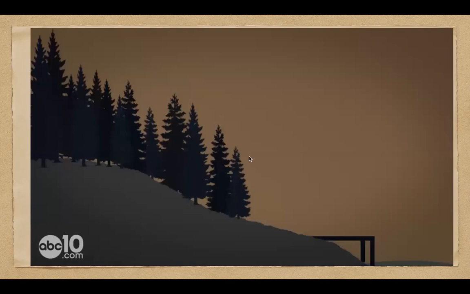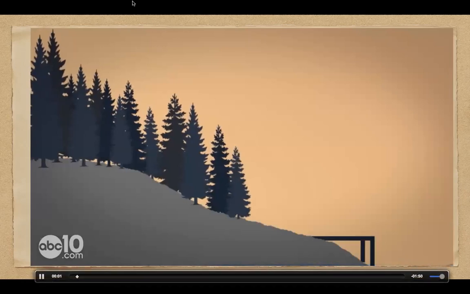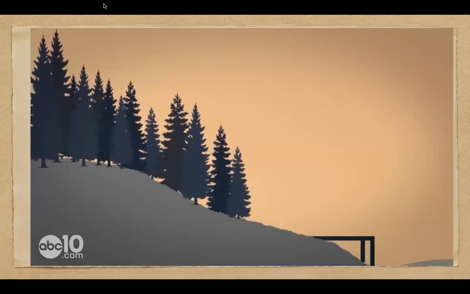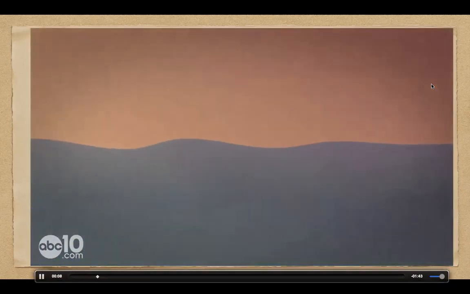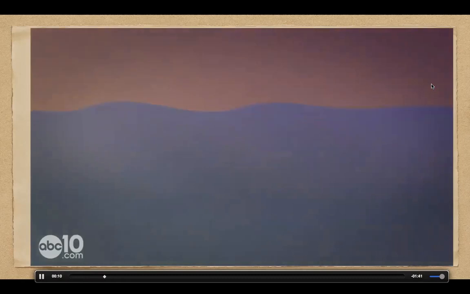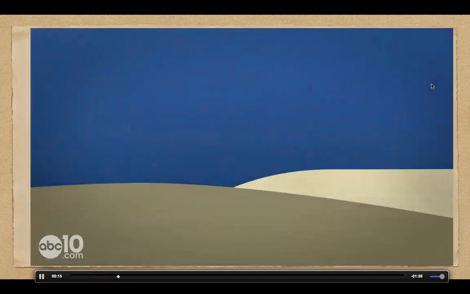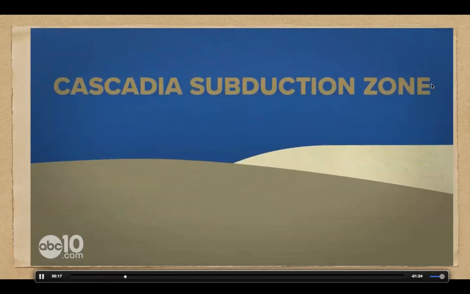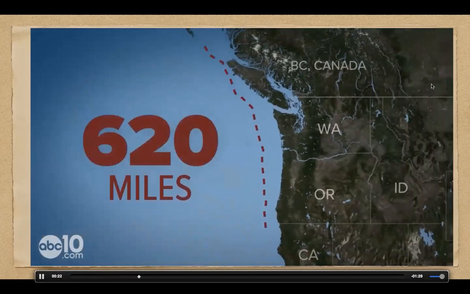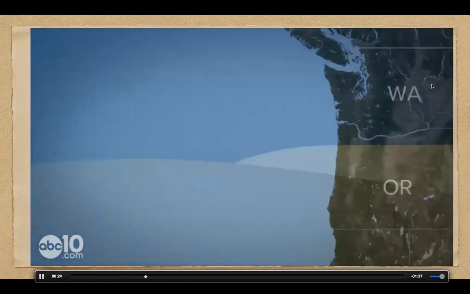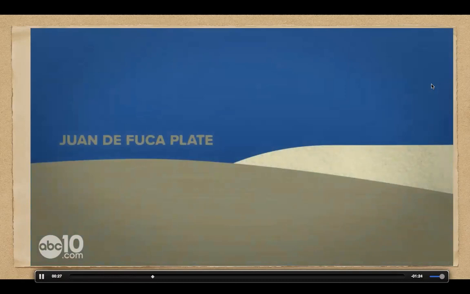So here's an example of a subduction quake near our state. The Pacific Northwest is known for its towering trees, beautiful landscapes, and breathtaking coast. But it's what lies about 70 miles off that coast and anywhere from 300 to 10,000 feet below the ocean's surface that experts say we should really get to know. It's called the Cascadia Subduction Zone, a 620-mile-long fault that stretches from British Columbia to Northern California. It's where the Juan de Fuca plate is being slowly pushed into and underneath the North American plate.